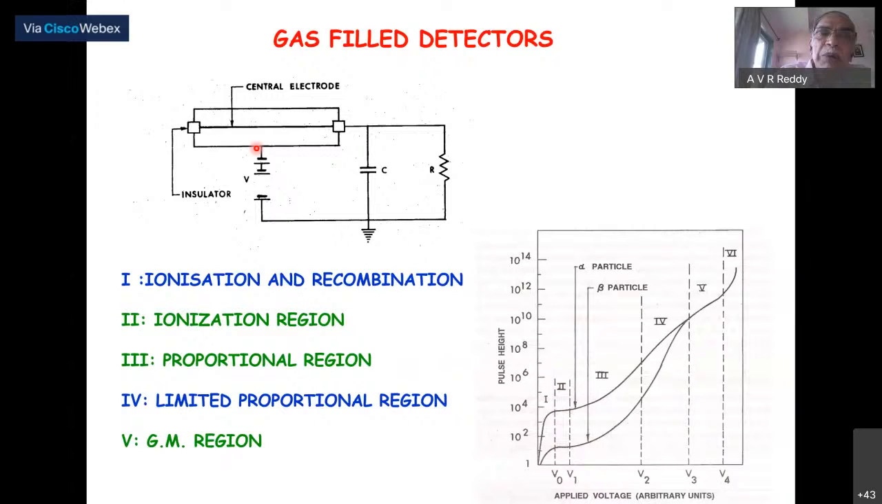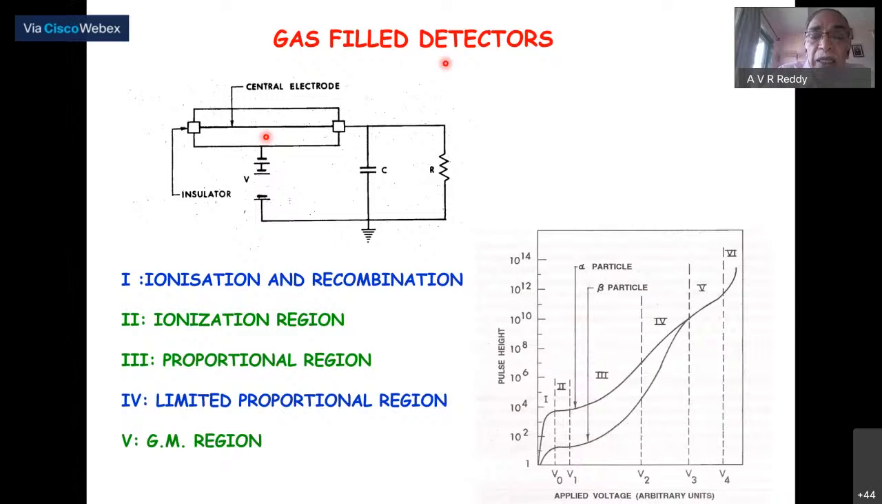Now let us see what the detector material is here. We normally fill this detector with gases like argon or helium, even cooking gas. So the detector material is the gas. Therefore, these detectors are called gas-filled detectors.